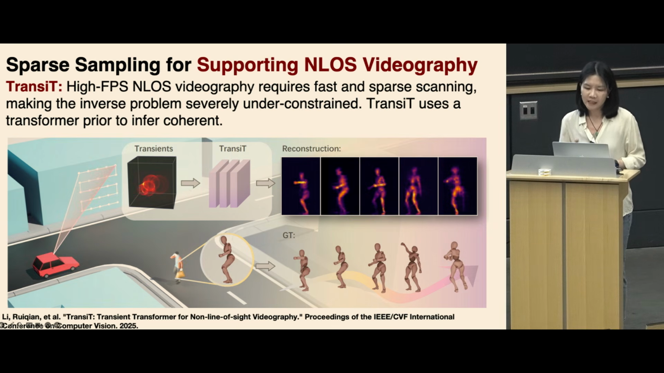So with this encoder, we can now do videography. For high frame rate capture, we can only scan a very small number of scanning points on the relay surface. But it is fine with a pre-trained encoder available. We call this video foundation model TRANSIT.